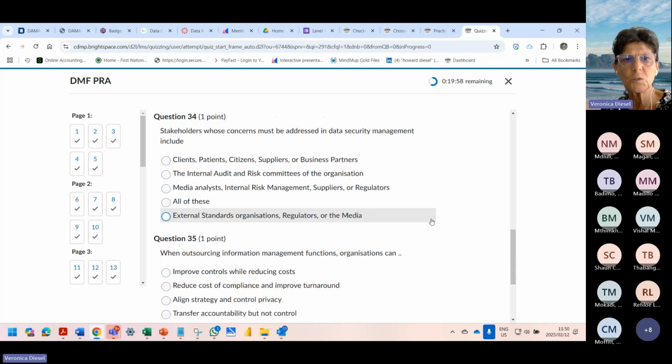Stakeholders whose concerns must be addressed in data security management include... Read them carefully.